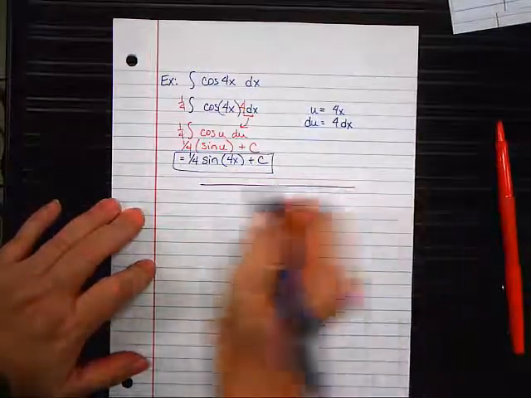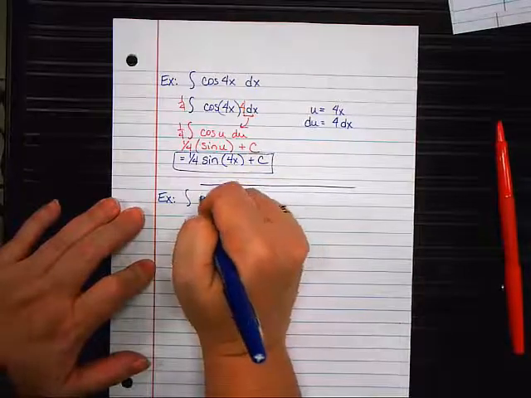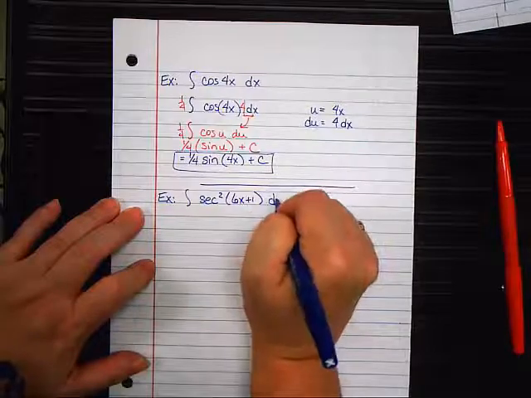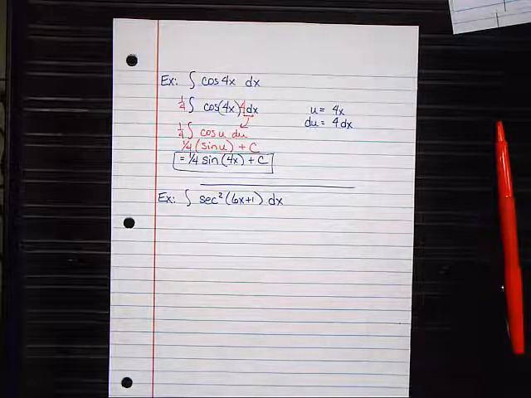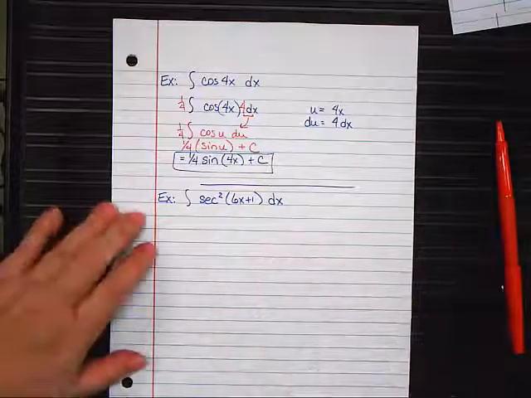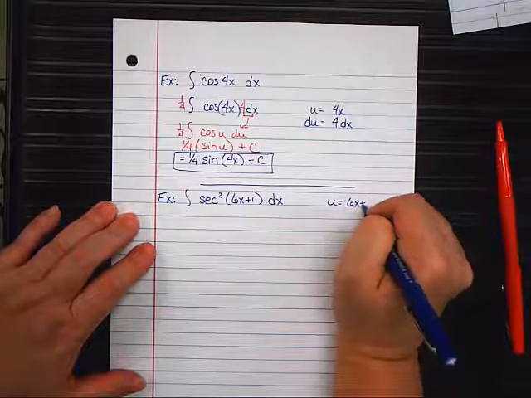This is your try. Here we go. Integral secant squared 6x plus 1 dx. It all makes sense when somebody tells you. Okay, give me a minute to do this.